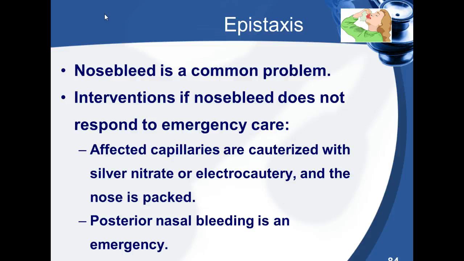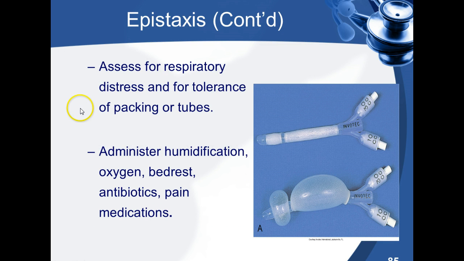Epistaxis, which is a nosebleed. Interventions if a nosebleed does not respond to emergency care: affected capillaries are cauterized with silver nitrate or electrocautery, and the nose is packed. This is somebody who has severe nosebleeds all the time. Posterior nasal bleeding is an emergency, and the reason is that the patient could potentially choke.